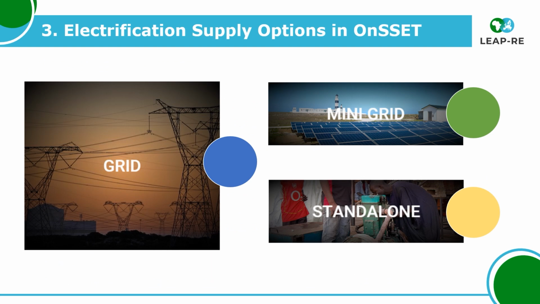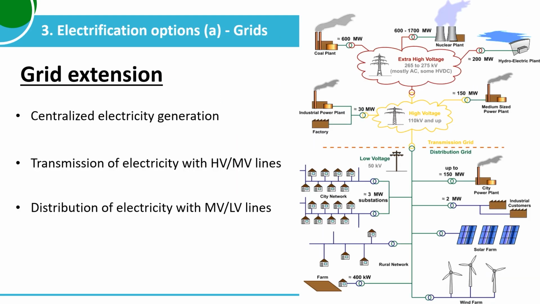Next, we'll get into more of the details of how each of these different supply options are modeled in OnSSET and which data each of them requires. Here we'll go into the grid, the mini-grid, and the standalone systems as mentioned before. First up, we have grid extension, including centralized electricity generation, transmission of electricity with HV and MV lines, as well as distribution of electricity with MV and LV lines.